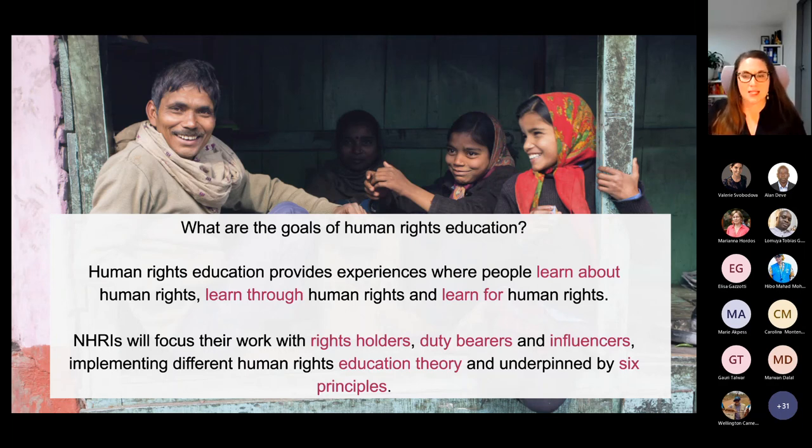and mechanisms. It's about learning through human rights, which ensures that the way in which human rights education occurs is in keeping with human rights principles and standards. So in effect, we're demonstrating best practice or a human rights-based approach in everything we do. And it's also about learning for human rights. And so this involves deepening people's ability to enjoy and exercise their own rights and to respect and uphold the rights of others.